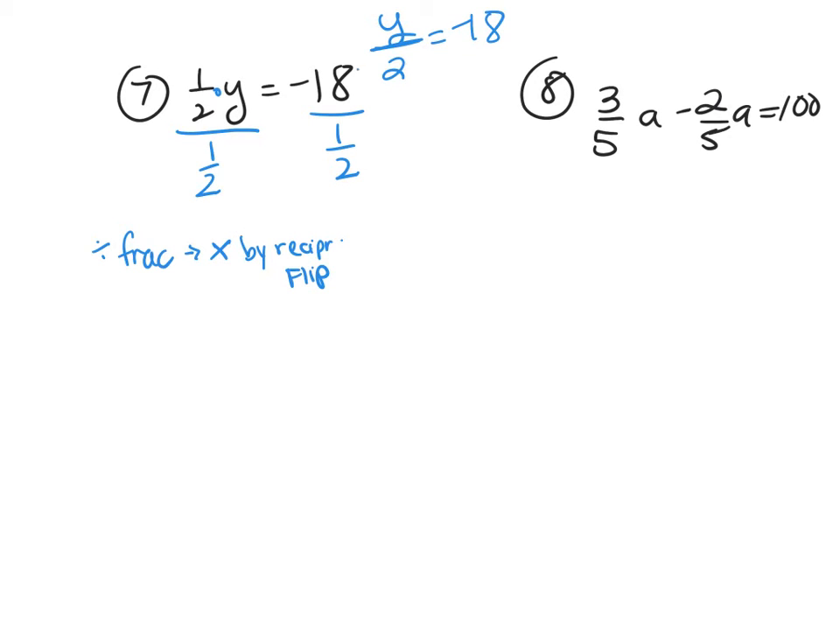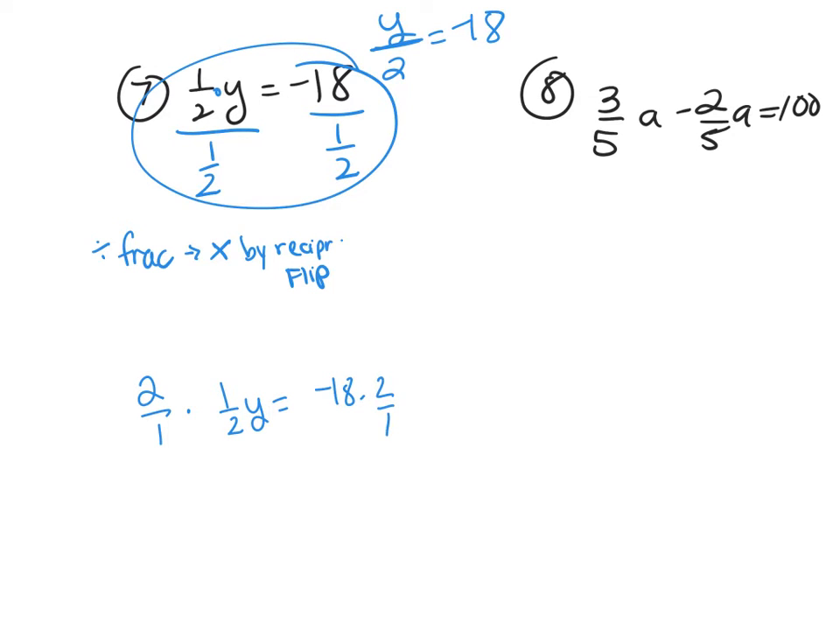So really, this whole thing is the same thing as doing 2 over 1 times the equation, and then multiplying 2 over 1 to both sides. Now notice what happens here. All of this goes to 1, so you're left with y. And then negative 18 times 2 is a negative 36. And that's your answer.